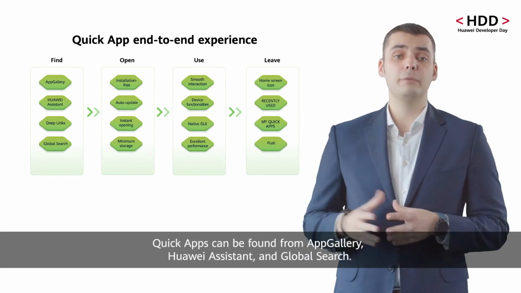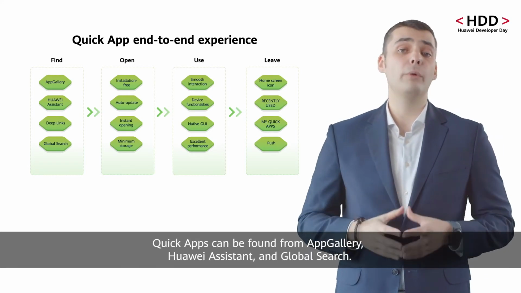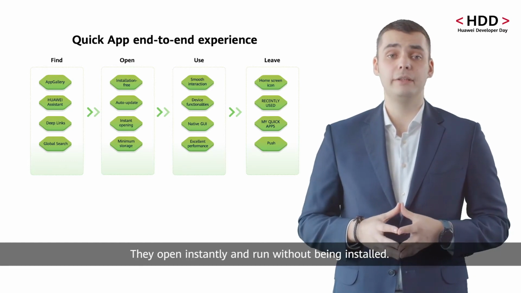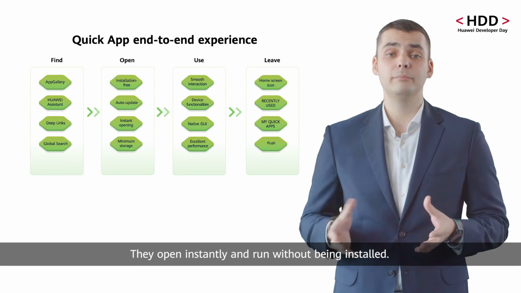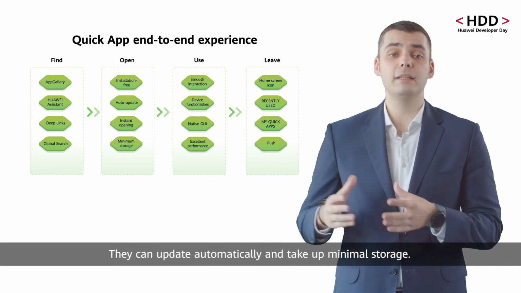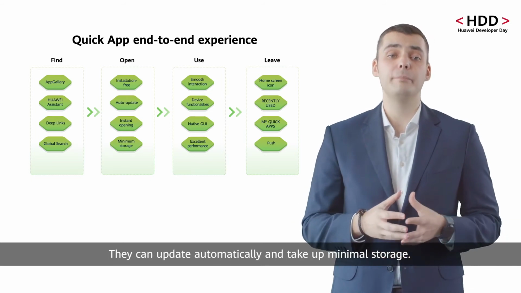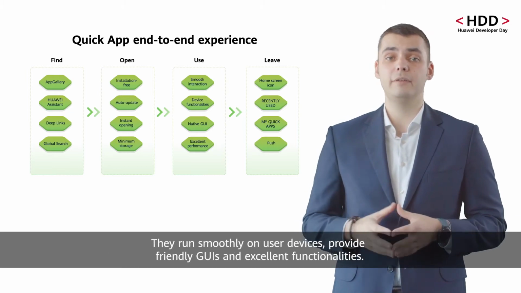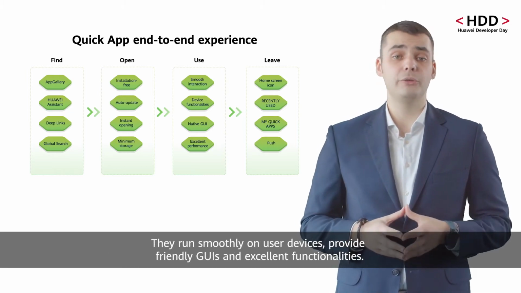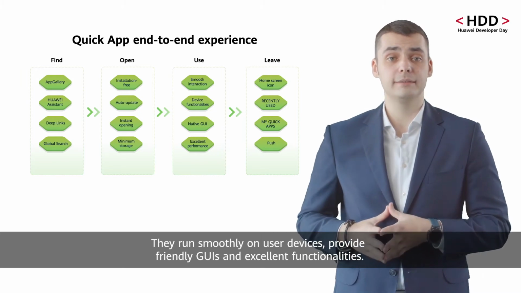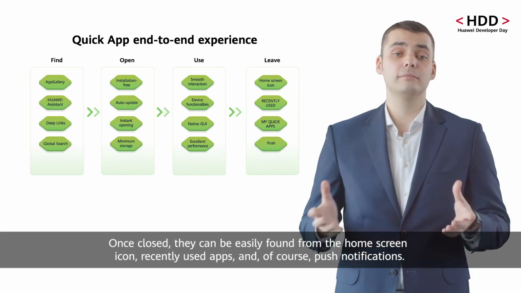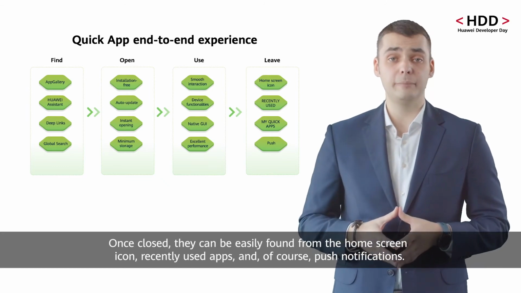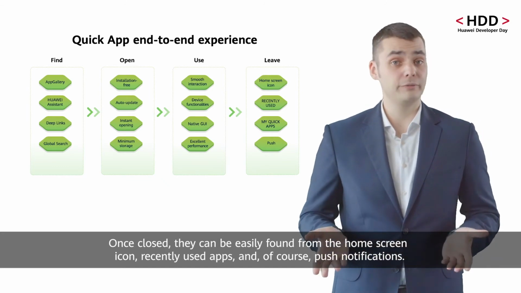So how quick apps can be used then? Quick apps can be found from App Gallery, Huawei Assistant, and Global Search. They open instantly and run without being installed, and they can update automatically and taking up minimum storage. They run smoothly on user devices, provide friendly GUIs and excellent functionalities. Once closed, they can be easily found from the home screen, recently used apps, and of course, push notifications.